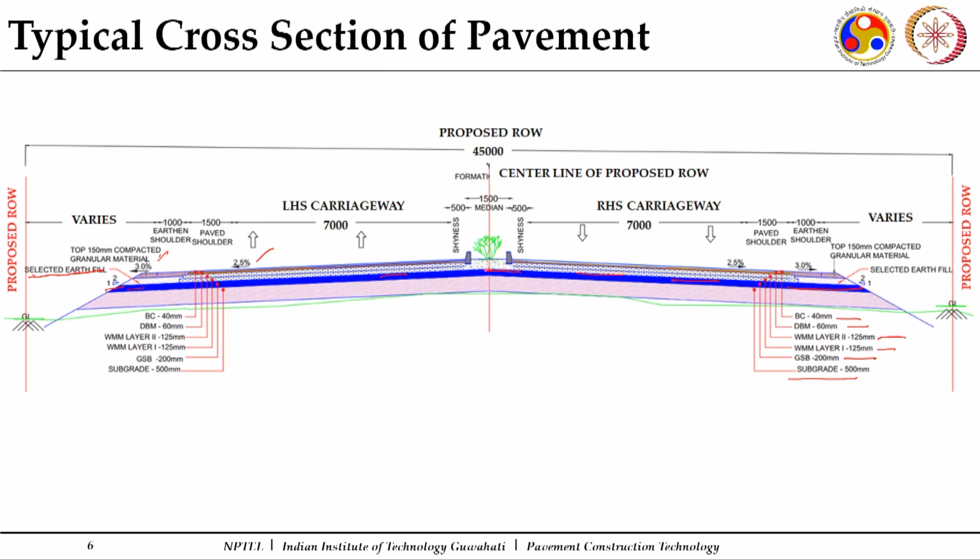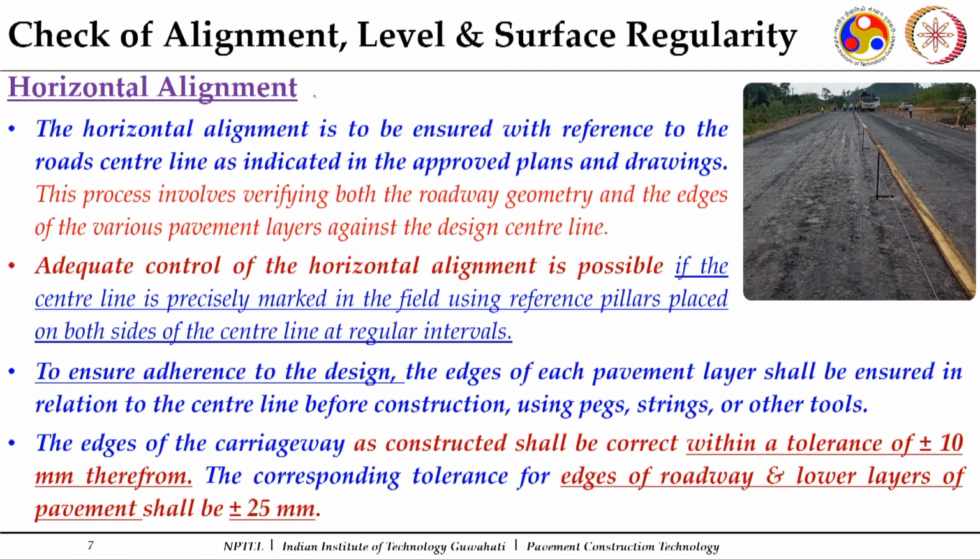So if from my horizontal alignment I have the levels for my center line at different chainages, I will work out what will be the levels at the bottom of one particular layer, at the top of that particular layer, so that I can ensure the surface levels in the field. So first I need to ensure the levels in the field to get the correct horizontal alignment. The horizontal alignment is to be ensured with reference to the road center line as indicated in the approved plans and drawings. So it is important that whenever you refer, all drawings are approved drawings.